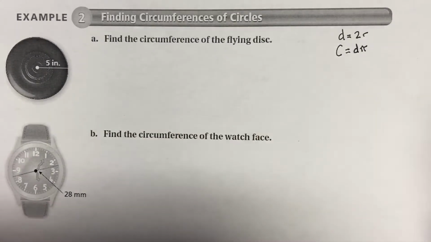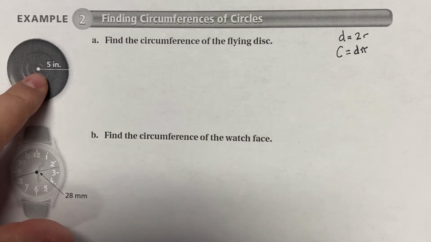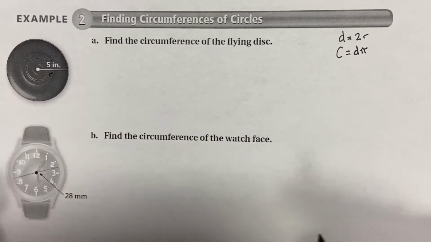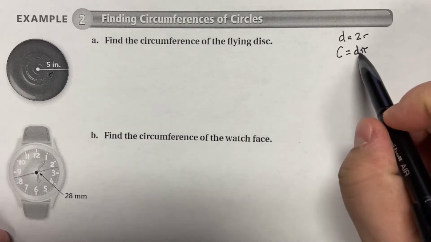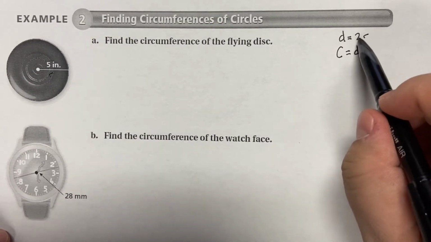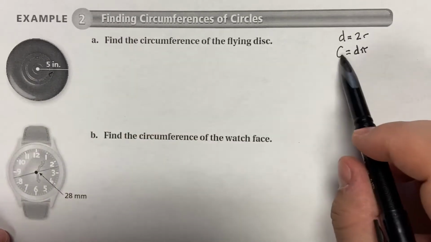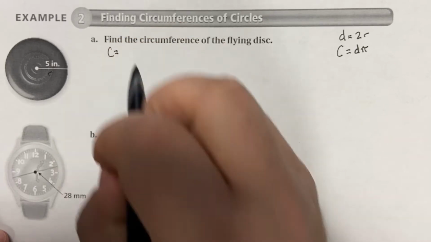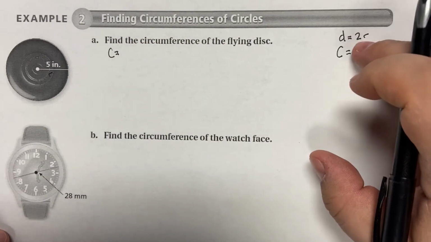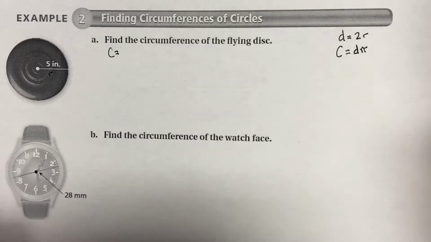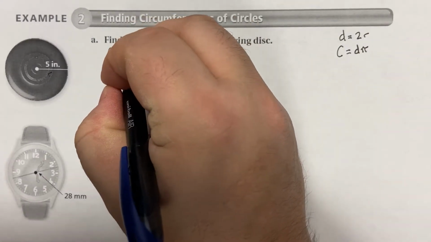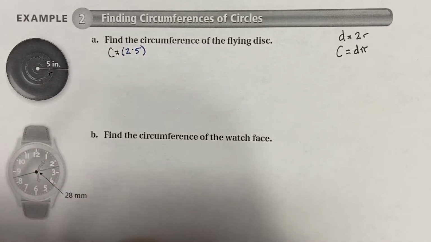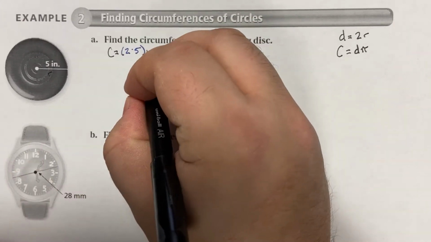And so finding the circumference of a flying disc with a radius, remember, half a length through a circle from the center to the edge is a radius. So if we have a radius, we don't have diameter. So we're going to have to use this guy first. So the circumference is equal to our diameter times pi. So our circumference, which we don't know, is equal to our diameter. Well, we know 2 times the radius, so we can replace our d with 2 times our radius, which is 5, and we're still going to multiply that by pi.